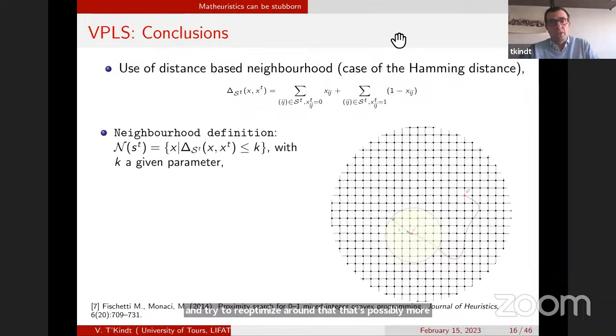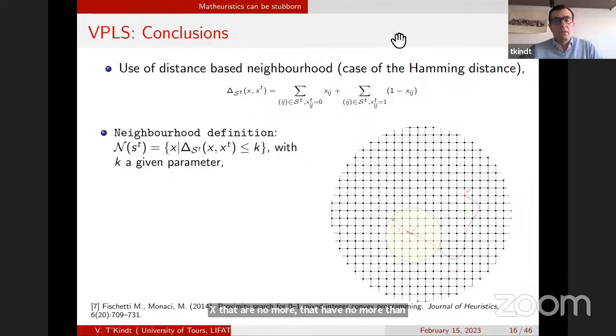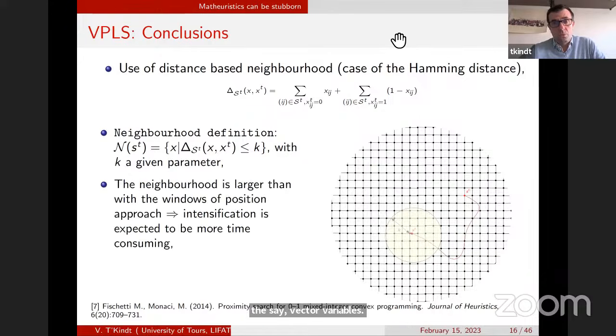That's possibly more flexible. And here, clearly, the neighborhood is defined as all the solutions X that have no more than k changes in the vectorial variables. What you have to remember is that this neighborhood is much larger than the neighborhood when using the windows of positions. So intensification is expected to be more time consuming. It's more flexible, possibly more powerful, but you may do fewer iterations in the same amount of time because of the time you spend in intensification.